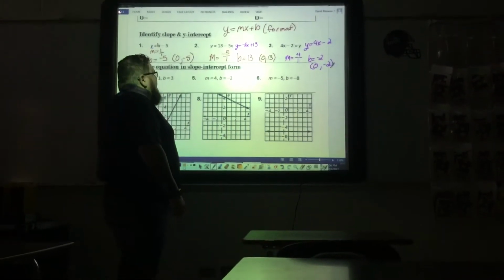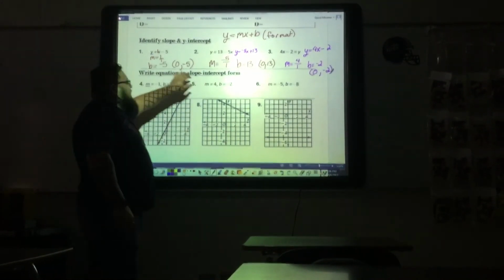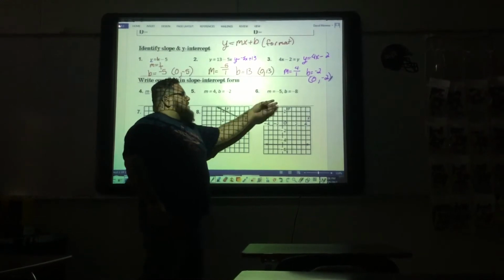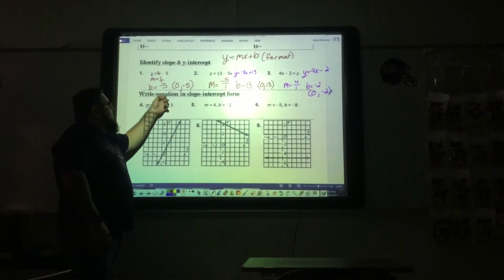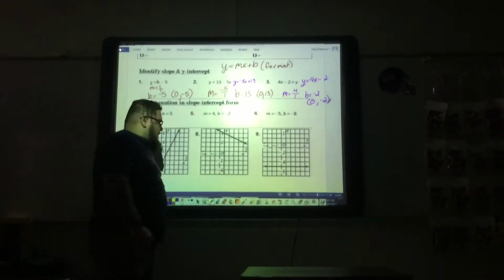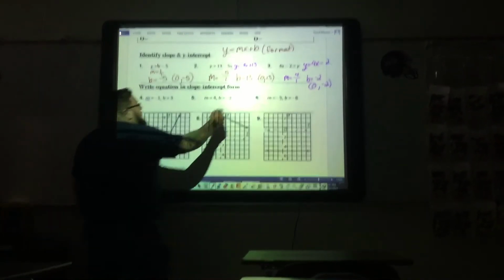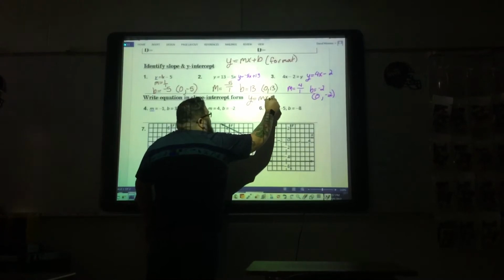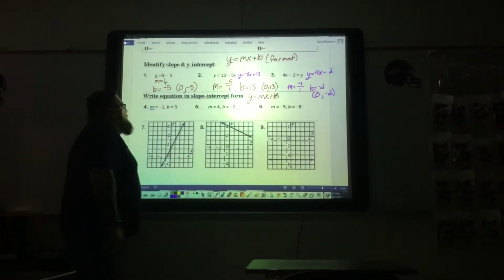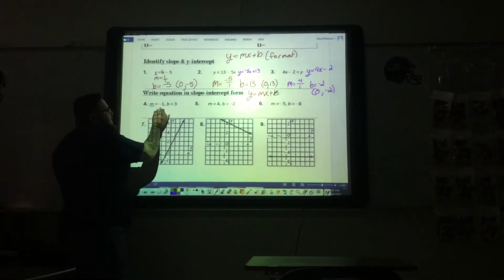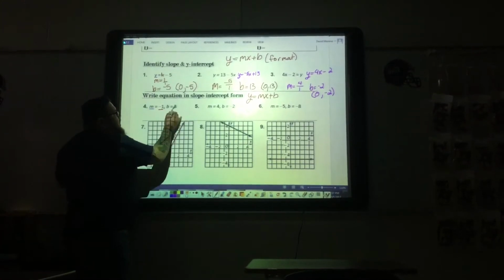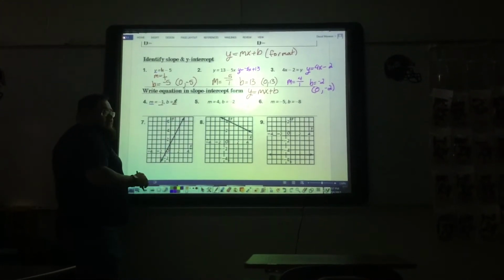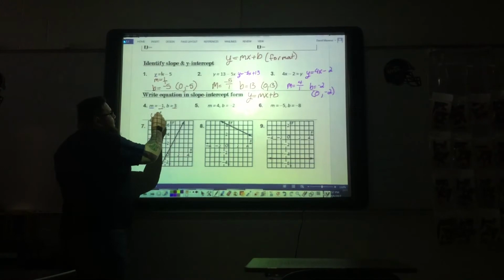Okay, so if that's the case, we're given these sets. And with these sets of slopes and y-intercepts, we're going to put them in slope-intercept form. Again, recalling that slope-intercept form is y equals mx plus b. Okay? So it tells me my slope is negative 1 and my b is a positive 3, right? So I start off with y equals.